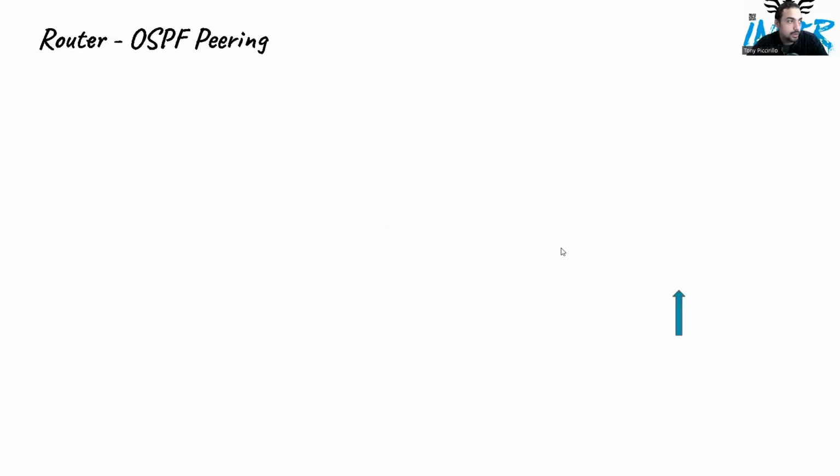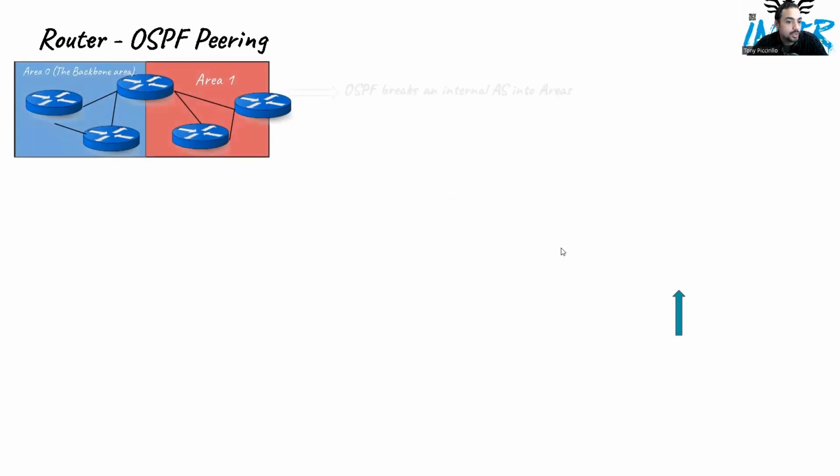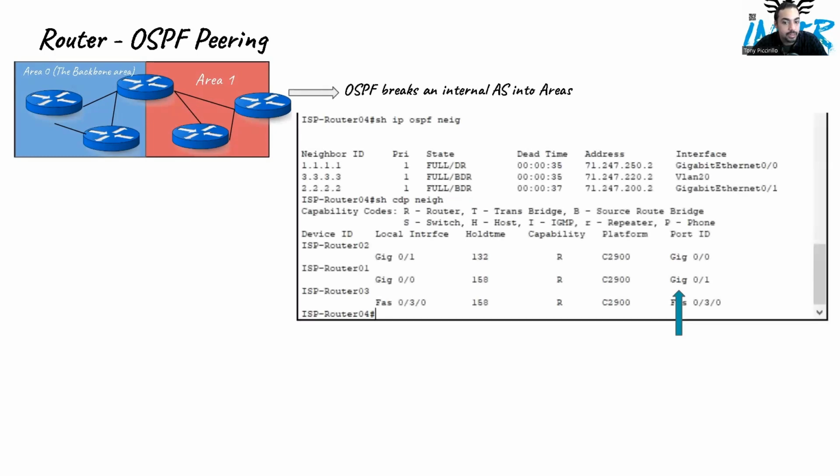Let's take a closer look at OSPF. OSPF breaks down an autonomous system into areas. We're going to take a look at the OSPF neighbor table and the Cisco Discovery neighbor table of one of the routers using OSPF to dive a bit deeper. Up here is the OSPF neighbor table, and down here is the CDP table, CDP standing for Cisco Discovery Protocol.